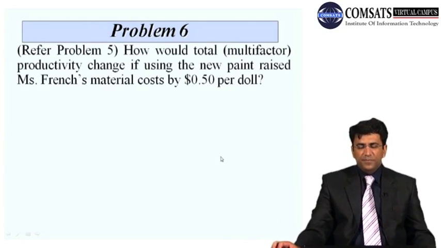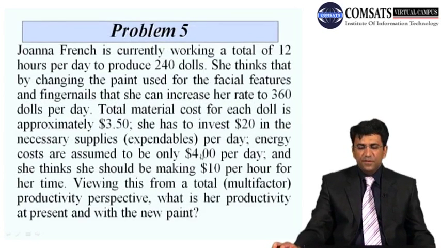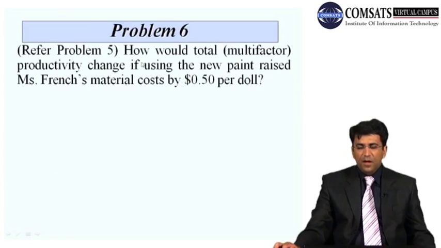There is another problem, students. If we refer to problem 5, this is the problem we just referred. How would total multi-factor productivity change if using the new paint raised Miss Friend's material cost by $0.5 per doll? So what happens if the material cost is increased by $0.5?